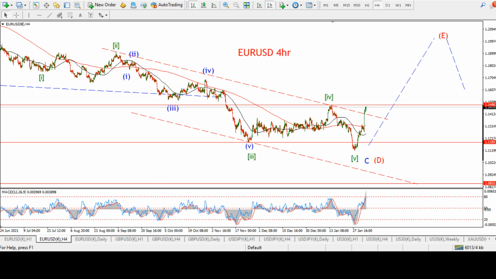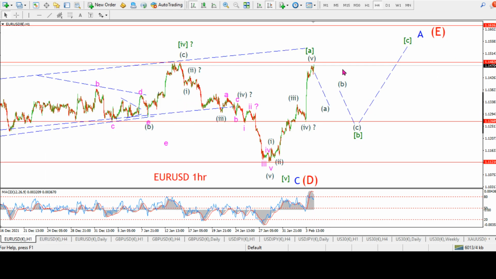So we go to the hourly count, and I'll show you what I expect from here. I think this rally this week, I was first of all viewing it as a 3-wave rally, but it seems to have turned out as a 5-wave rally. So we've got 5 waves up in A. We'll probably fall down in 3 waves, most likely next week, in wave B.